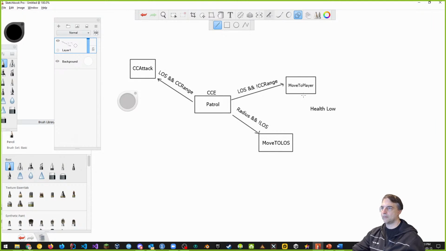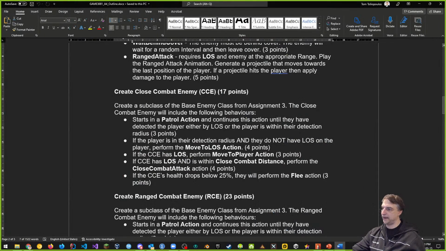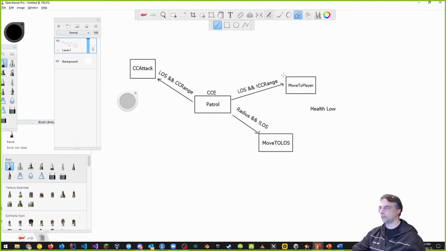Okay, let's talk about these other conditions here. What about when I'm moving to the player? If I'm close to the player, then what do I want to do? I want to perform a close combat action, because it says if I have line of sight and am within close combat distance, then do a close combat attack. So this would be from here to there. I'd have a transition that goes from move to player to close combat attack, right?